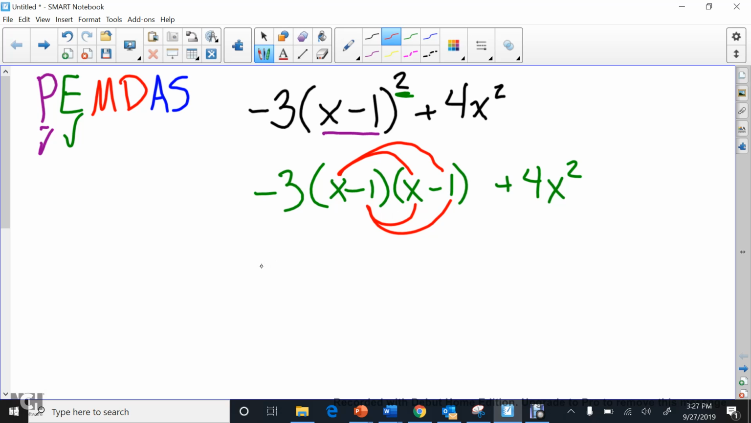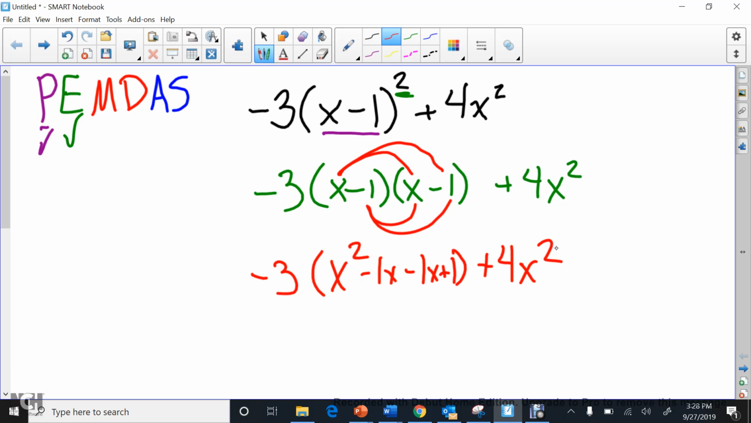When I do this, I get my negative 3 still outside. But in my parentheses, I get x squared minus 1x minus 1x plus 1. My plus 4x squared is still on the outside. Now I go back. I have successfully multiplied through with my double distribution. I now have a negative 3 that I must distribute.